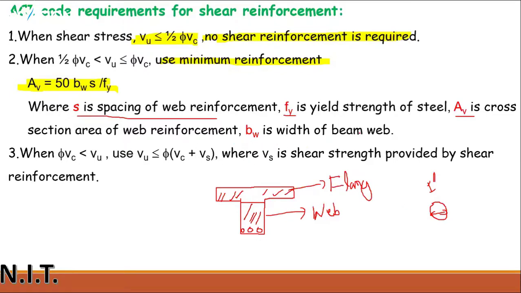And Bw is the width of the beam web. When φVc is less than Vu, use Vu less than or equal to φ(Vc + Vs), where Vs is the shear strength provided by shear reinforcement. All these three conditions will be fulfilled while we are calculating the numerical problem.